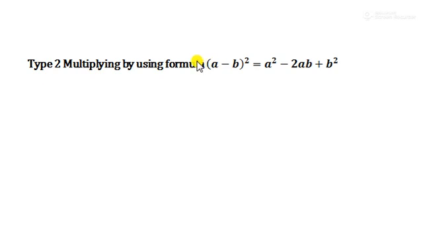Yesterday we learned that (a plus b) whole square is equal to a square plus 2ab plus b square. Now we are using another formula, okay. So (a minus b) whole square is equal to a square minus 2ab plus b square. What does this mean? This means that if you compare this formula with yesterday's formula, it is almost the same. So whenever you square, always remember that the squared term is always going to be positive only, okay.